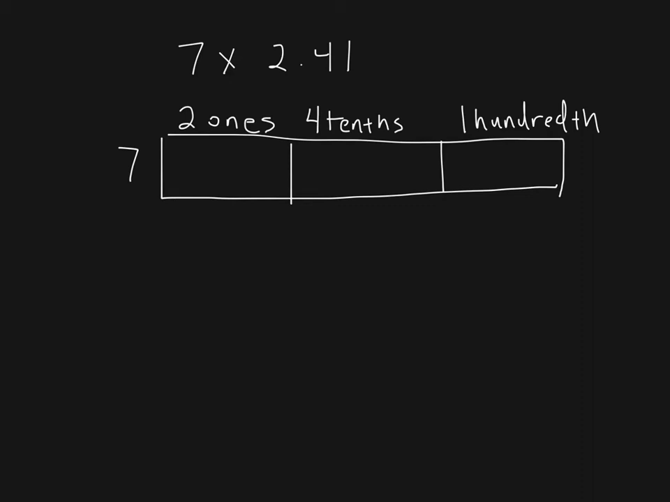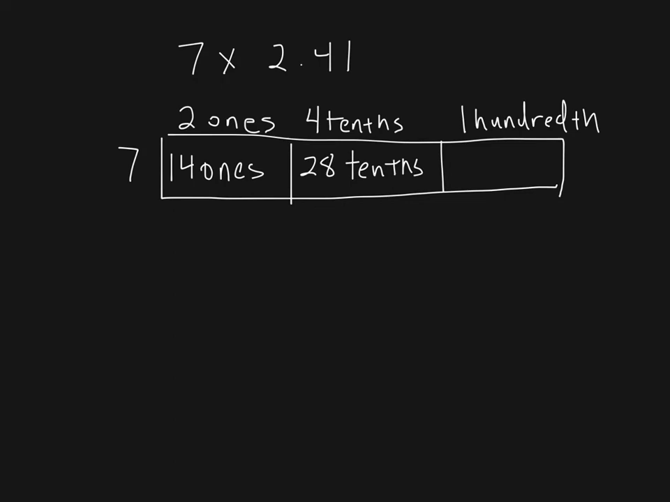All right, now we're going to multiply 7 times 2 and 41 hundredths. And this is one where we would definitely want to use an area model instead of a place value chart, because we're multiplying by 7. There's going to be a lot of dots involved if we use the place value chart. It's much easier in the area model. So 7 times 2 ones will be 14 ones. 7 times 4 tenths will be 28 tenths.